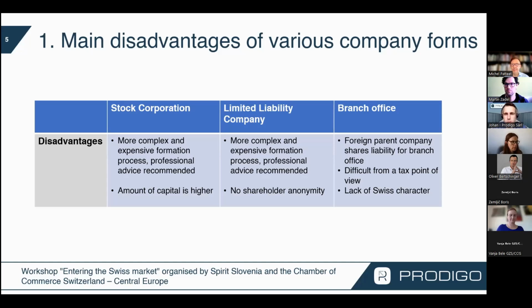Regarding the branch office, the first disadvantage is that the mother company is legally and financially responsible for the branch office. So some companies prefer to separate the risk by creating an independent entity in Switzerland. From a tax perspective, it could be more complex because the mother company has to differentiate between benefits realized in Switzerland and benefits realized abroad. It also lacks the Swiss character of the company, which could be important when you are doing business with local actors.